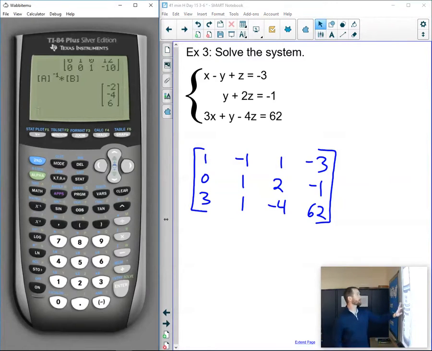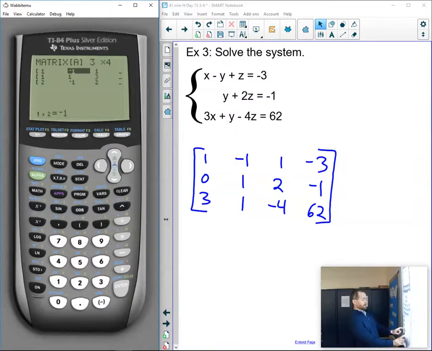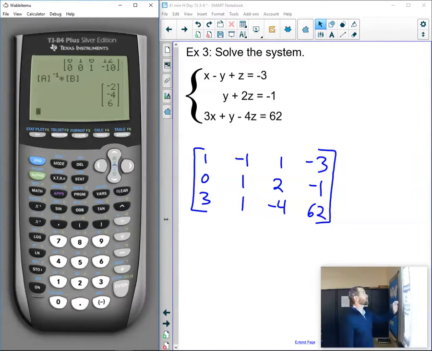I'm just going to hit second matrix. Now we're going to edit. Nope, we want to edit A. We'll make it a 3 by 4. Hit enter. And then let's see. 1, -1, 1, -3. 0, 1, 2, -1, 3, 1, -4, 62. Let me make sure I did that correctly. We've got the -3, 1, 62. Let's move left so I can see all of it. Let's check. So we got 1, 0, 3, -1, 1, -1, and 1, 2, -4. We're good to go. Second quit.